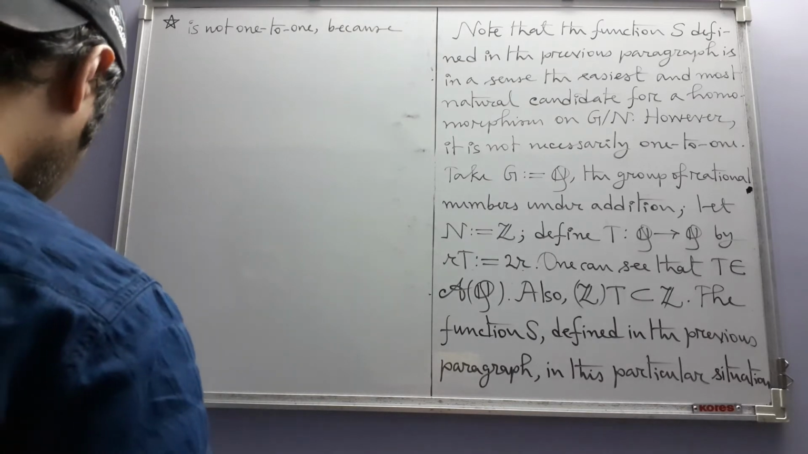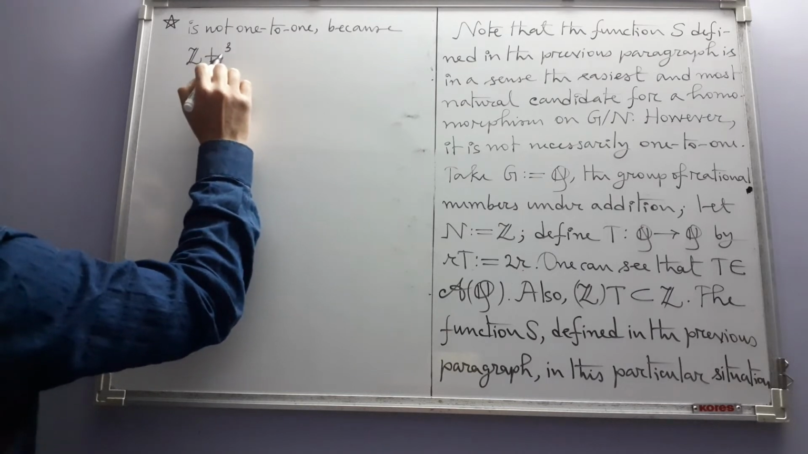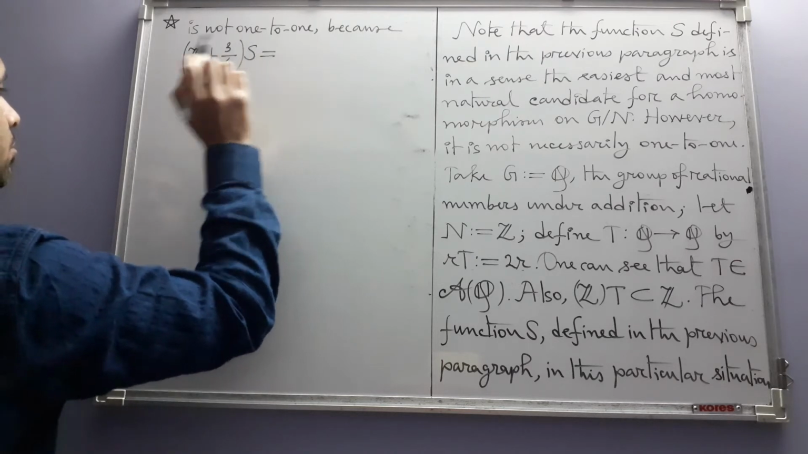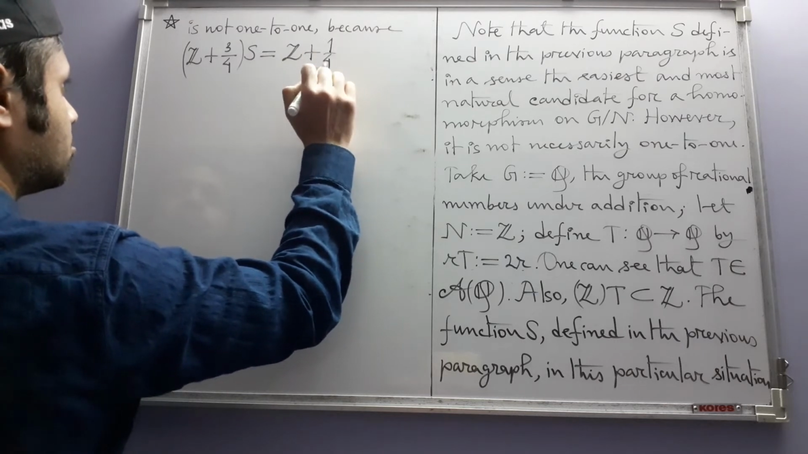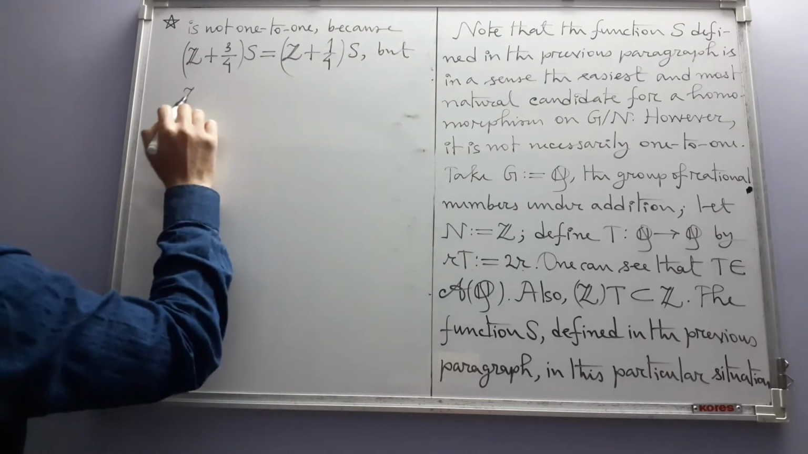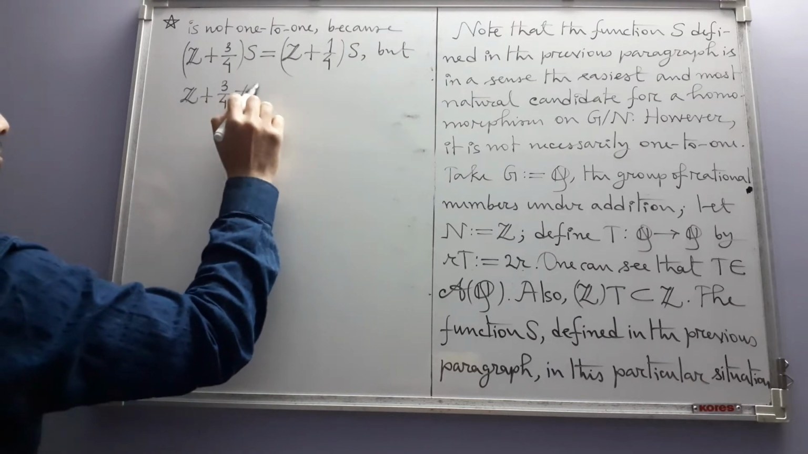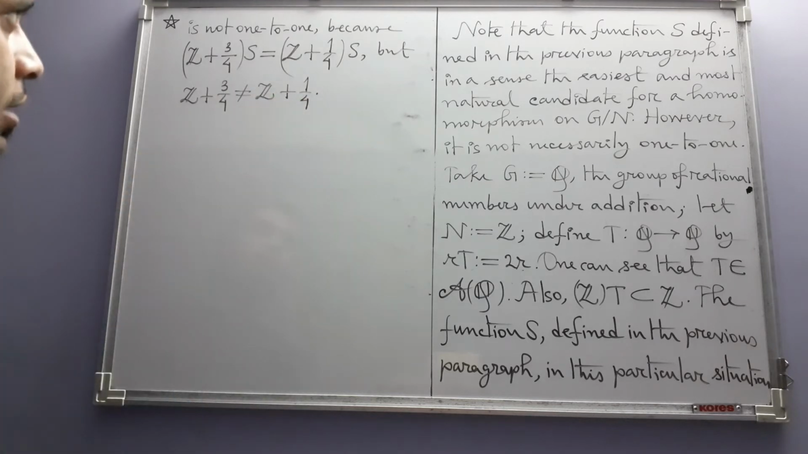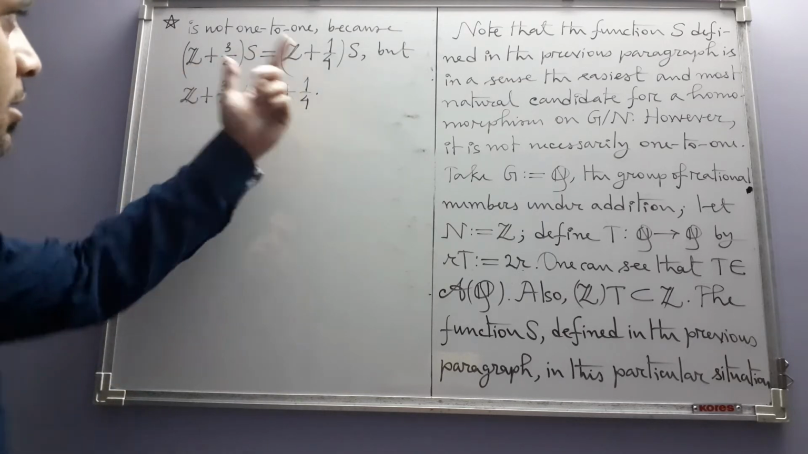Because these two images are equal, but the inputs themselves are not equal. Let us try to understand what we have written here. Why are these two things equal?